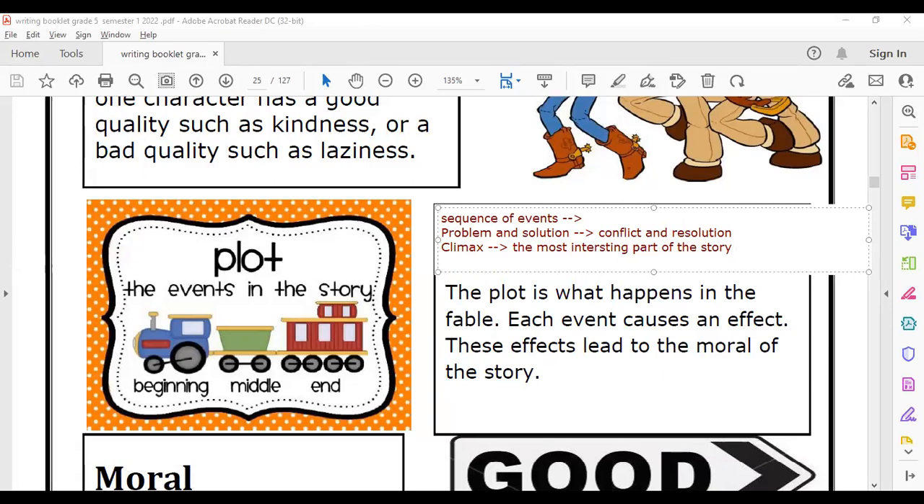So the plot can either be a sequence of events, which means what happened, then what, then what, then what, or it can be a problem and solution, which means a conflict and resolution, and it must contain a climax. The climax is the most interesting part of the story.